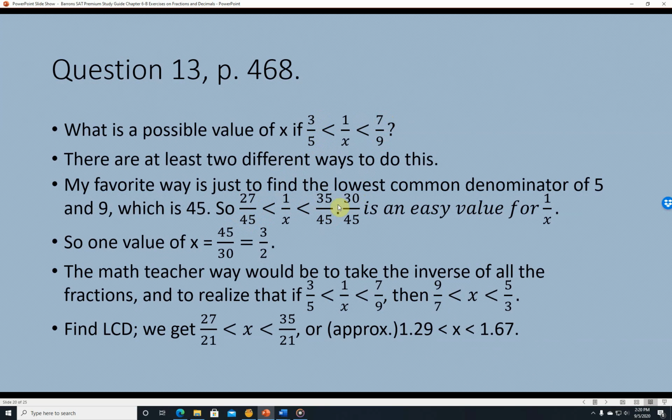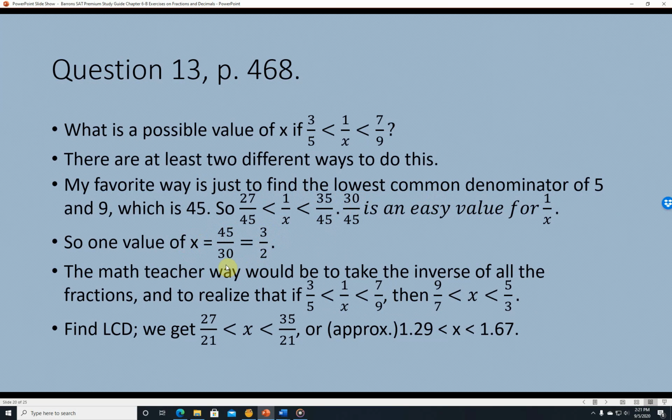So 1 over x has to be something in here. We know that 1 over x has to be equal to something over 45. Whenever I do this problem, I just pick 30 over 45 because it's really easy. So then one value of x would just be 45 over 30. We just flip it, and that's 3/2. That's easy to grid in, no problems.